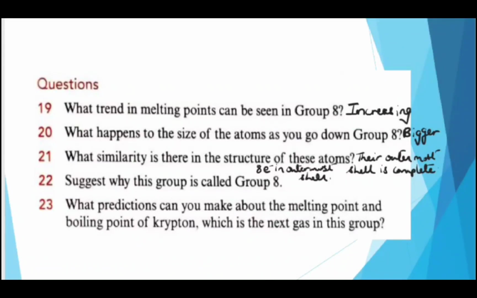Suggest why this group is called group 8. It is called group 8 because it has 8 electrons in the outermost shell. What predictions can you make about the melting point and boiling point of krypton, which is the next gas in this group? The same thing, the melting point and the boiling point will increase. They will get higher.